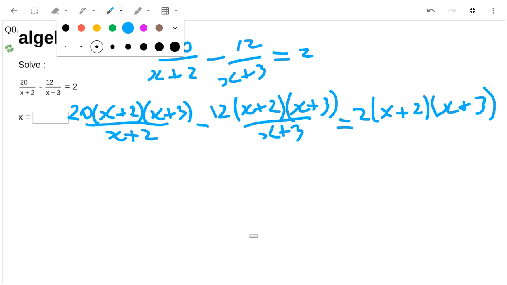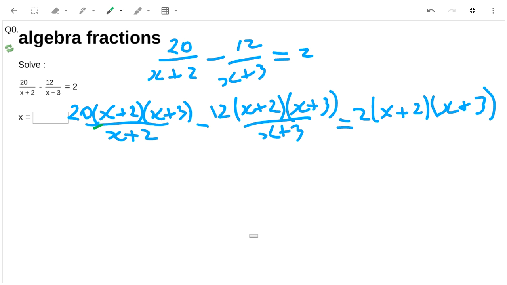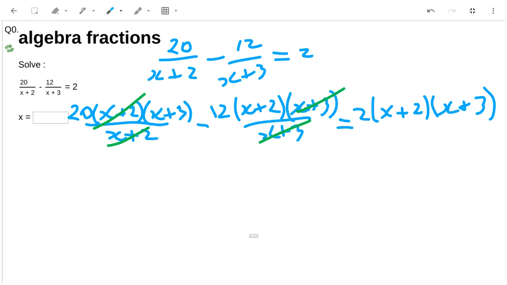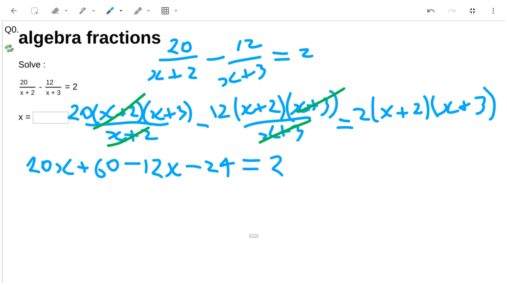Before I go anywhere, I can cancel out some of these bits. I can cancel the x plus 2's, and I can cancel the x plus 3's here. And then my next step is going to be multiplying out. So multiplying out the left term first, that's going to give me 20x plus 60. The middle term, be careful because it's a minus 12, so I end up with a minus 12x, and a minus 12 times 2 gives me 24. And then multiply out these on the right hand side here, trying to get it all done in one go.